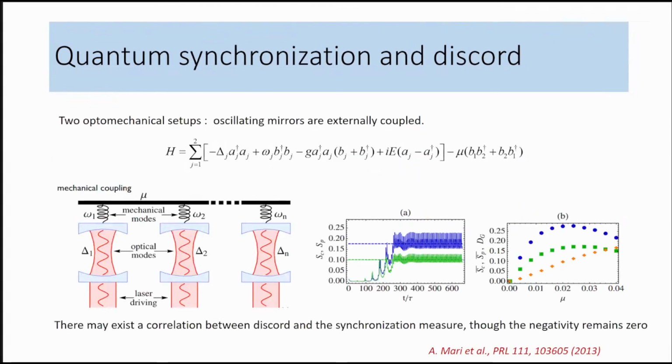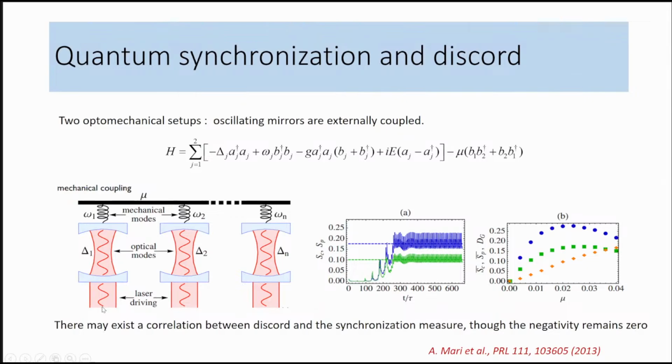There are few works. What Murray did in his paper, he used this particular form of complete synchronization and phase synchronization and studied whether a particular system that is given here gets synchronized or not. This is nothing but two optomechanical setups. Let us try to understand. Consider one of them. You can see there are two mirrors. There is a cavity. There is an optical mode.